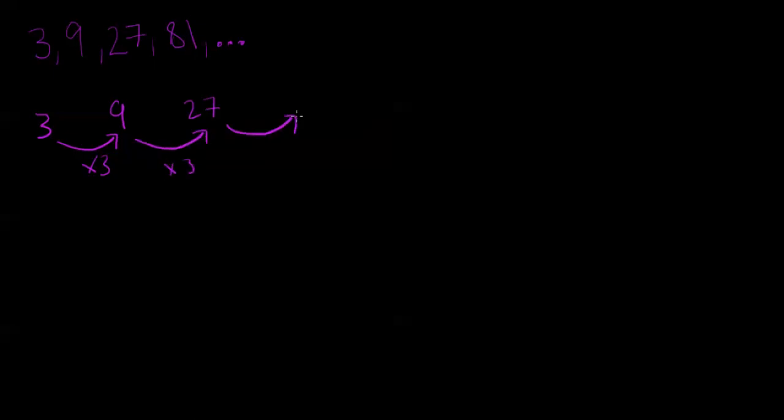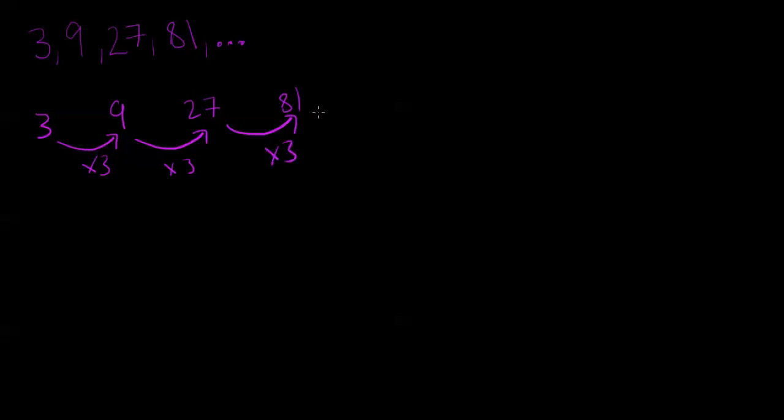So here we have 3, 9, 27, 81. We want to find out what the next two terms in this sequence are going to be. So when we look at 3 and 9, we know that 3 times 3 is 9. And then 9 times 3 is 27. 27 times 3 is 81.